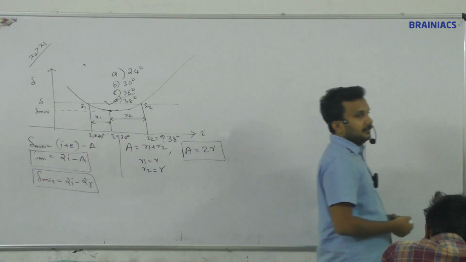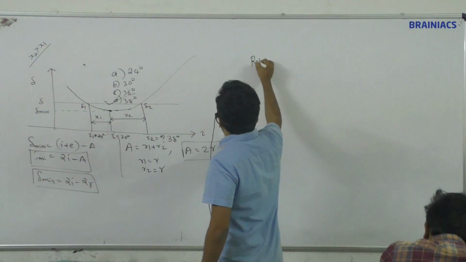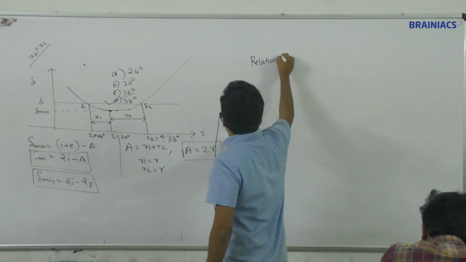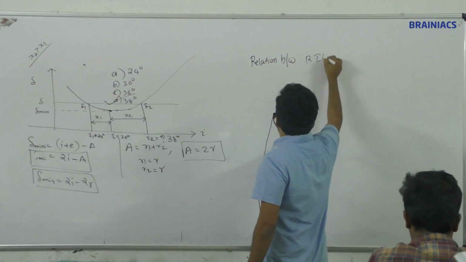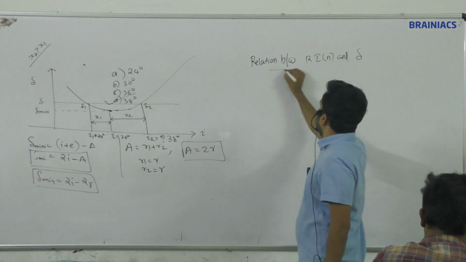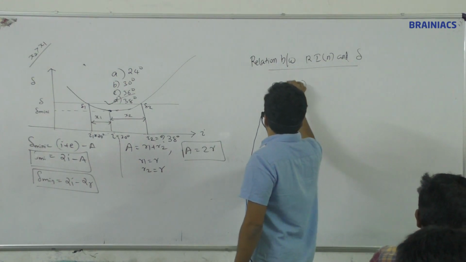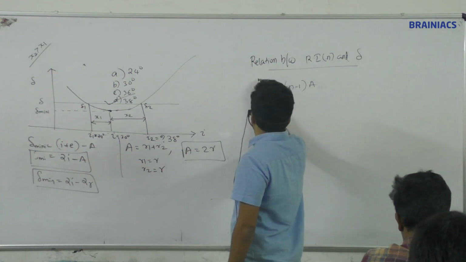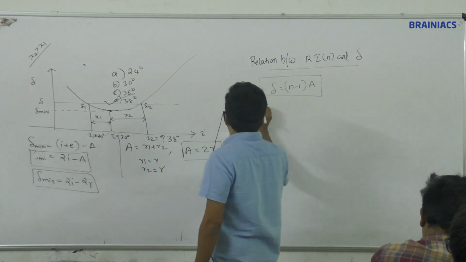Next heading, relation between refractive index n and delta deviation. Delta equal to n minus 1 into A. Just remember this.